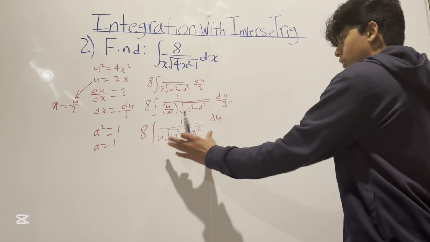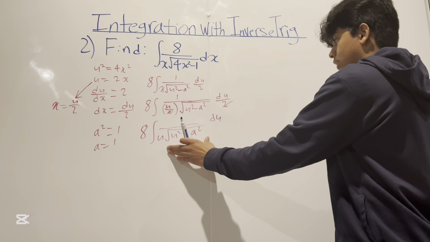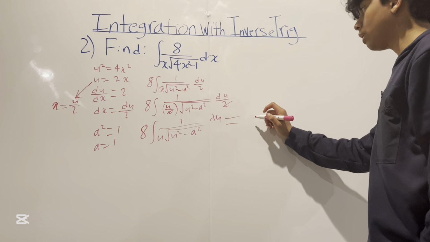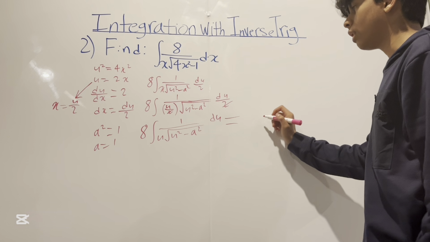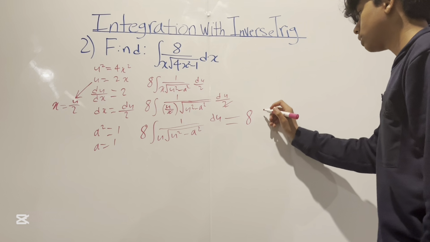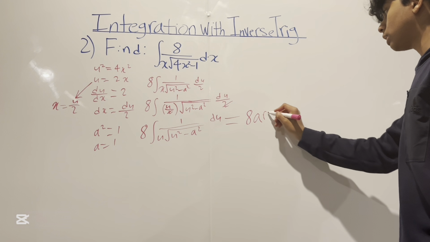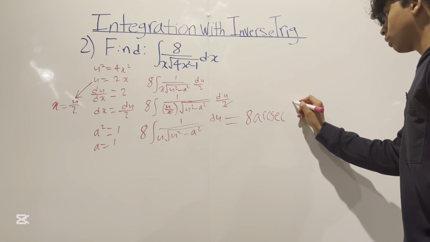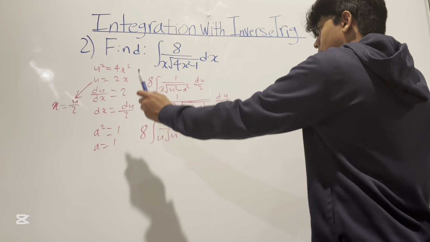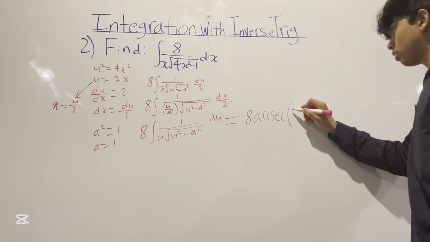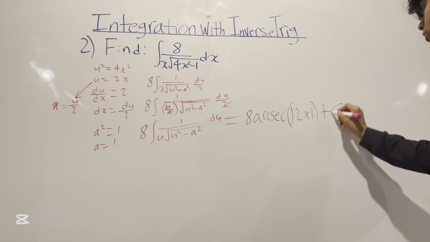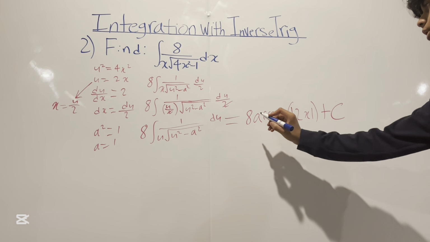Now this is perfectly in that format to use arcsecant. So we can just set an equal sign to this. And remember, arcsecant is multiplied by 1 over a. But since a is just 1, we can just keep it at 8. And then arcsecant of the absolute value of u, which is just 2x, divided by a, which is just 1. So it's just 2x plus c. And this is our final answer.